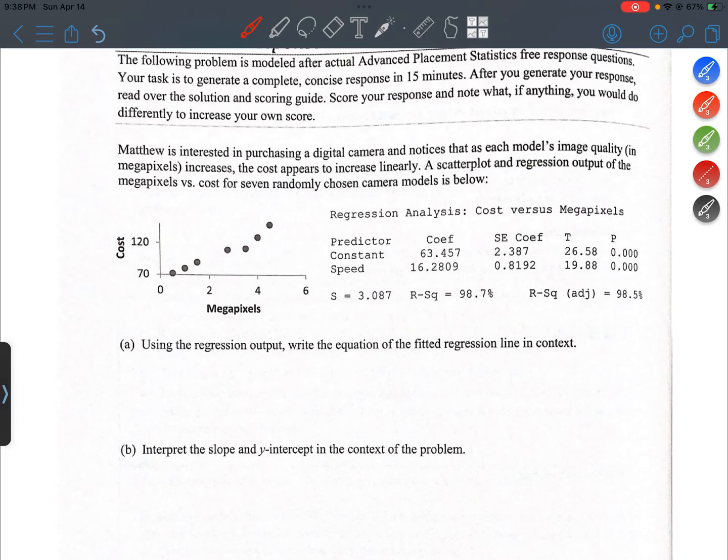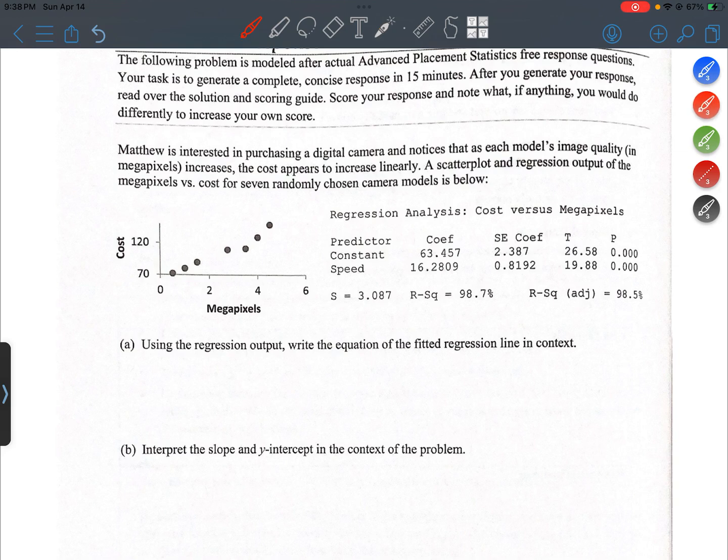All right, this is the last FRQ question for the second practice test. Matthew is interested in purchasing a digital camera and notices that as each model's image quality in megapixels increases, the cost appears to increase linearly. A scatter plot and regression output of the megapixels versus costs for 7 randomly chosen camera models is below.